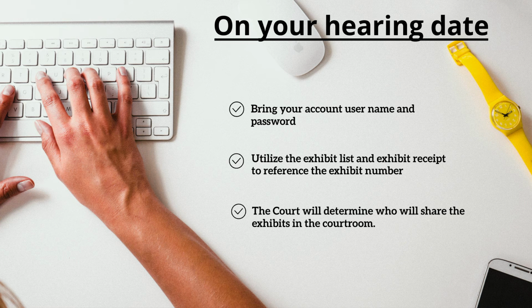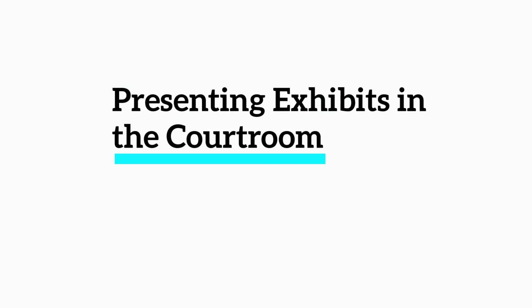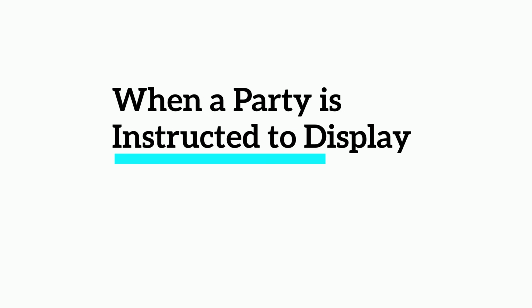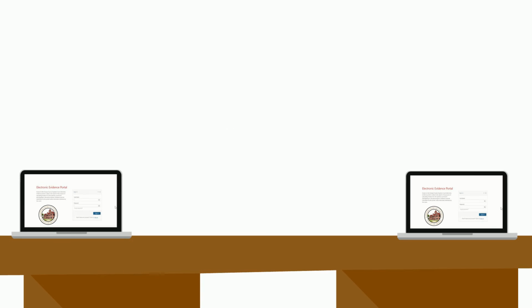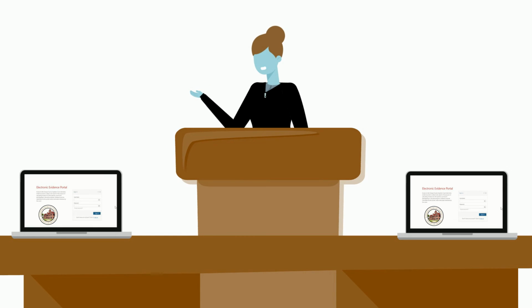The court will determine who will share the exhibits in the courtroom. Once the court determines who will share the exhibits in the courtroom, please follow the applicable steps. Let's review how to present the exhibits for in-person hearings in the courtroom. To display and present exhibits when a party is instructed to display, you will need to utilize the court-provided laptops that are stationed on the table located in front of the judicial officer.